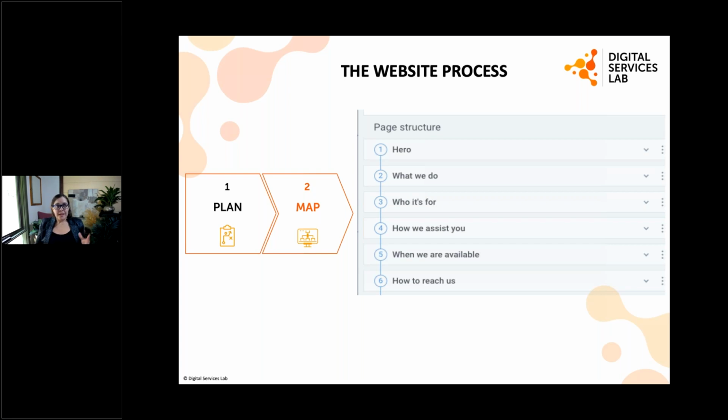So you can see in my example in the image here, the page structure starts with the hero. And I'm going to show you what this looks like visually in my next slide. This is for a service page. So the next section of the site might be what we do. It might be who it's for, how we assist you, when we are available, and how to reach us. So there'll be more content under each of those subheadings, but what we're doing is creating sections on a page that people can scan. They can go back to the information that they like.